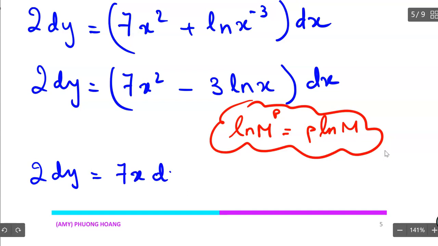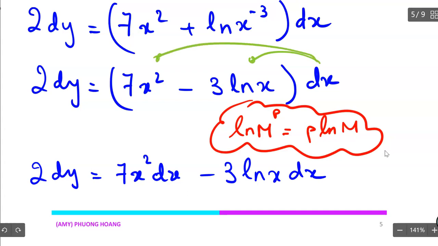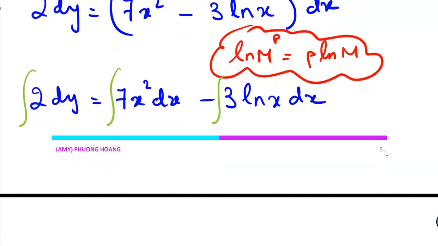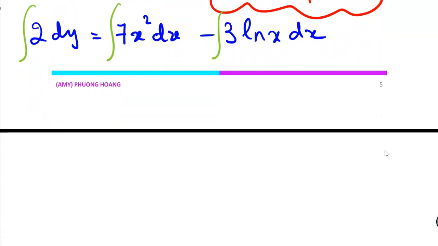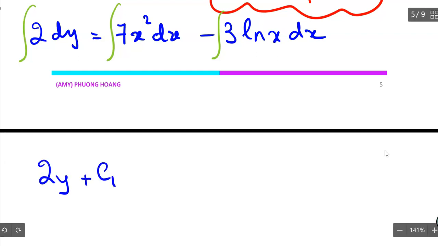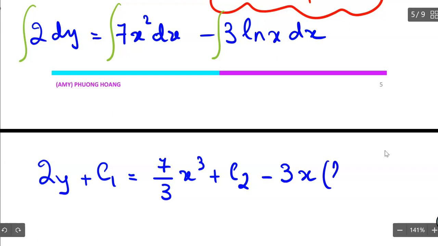You are going to multiply dx in here. You take dx and multiply it by each term inside the bracket. At the same time, you will take the integral of each term. Taking the integral of each term, this one I will have 2y. Alright, so I'm going to add c1 here. This will be 7 over 3 x to the exponent 3 plus c2. And don't forget this one is minus 3, and then I will multiply that with x, and then it will be ln x minus 1 plus c3.